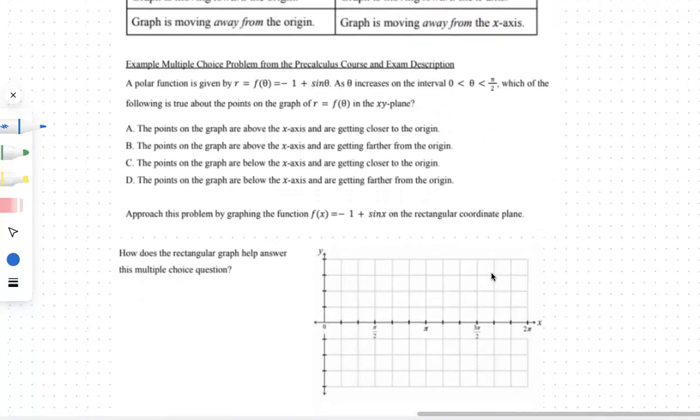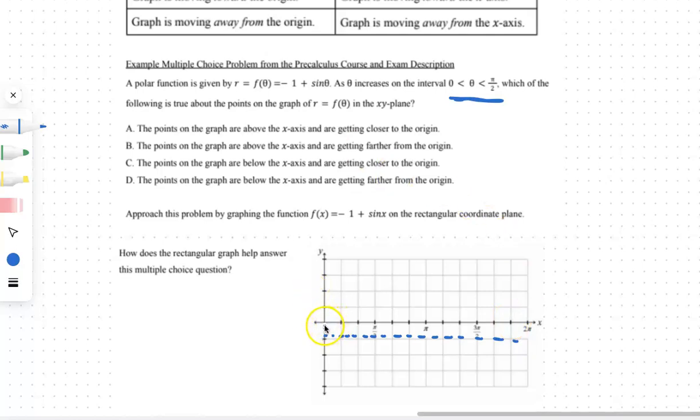So let's look at a multiple choice problem to see how we can answer this. We have here the function r equals -1 plus sine theta, and they're asking us what's happening on this interval, and it's really, are we getting closer to the origin or not? Are we above the x-axis or not? So what we're going to do is plot this on the rectangular plane, first with a midline of -1.